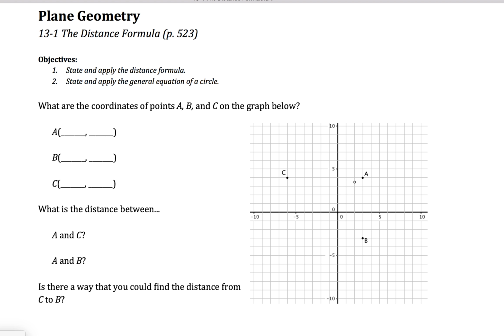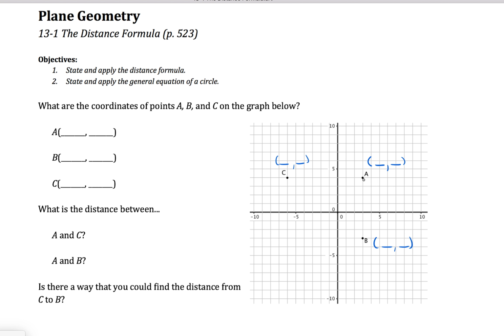Now, in order to do that, I've got 3 points that I've graphed here on this coordinate plane, point A, point B, and point C. And the first thing we're going to do is just look at the coordinates of all 3 points. Now remember, a point's coordinates, it's an ordered pair with an x coordinate and a y coordinate, right? So each one of these has an x and a y, and they correspond to the location of that point above or below the x-axis, and then to the right or to the left of the y-axis.